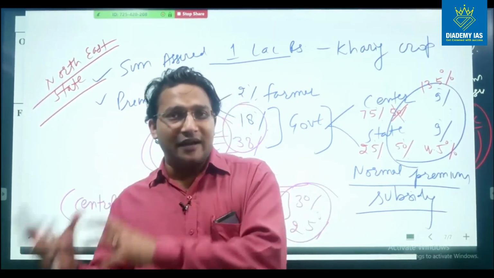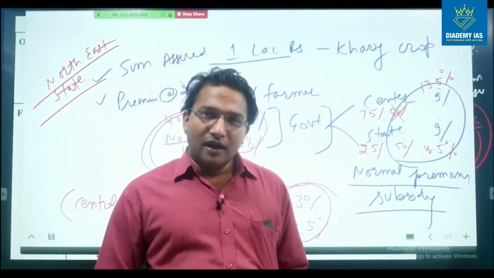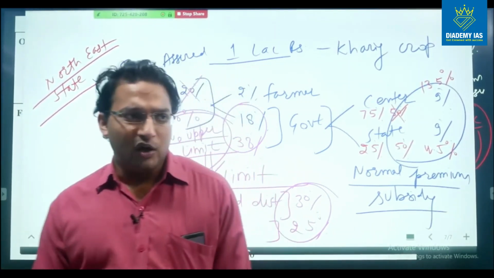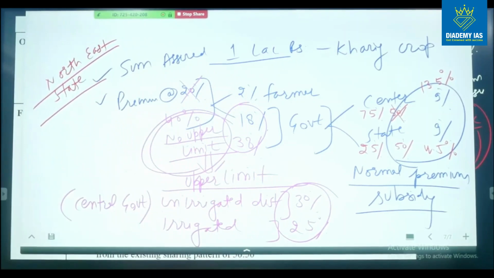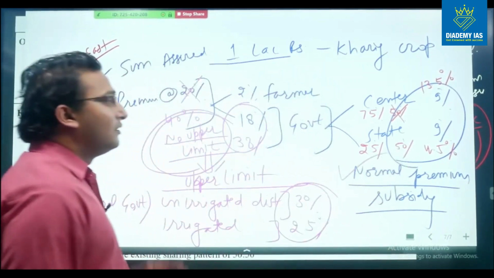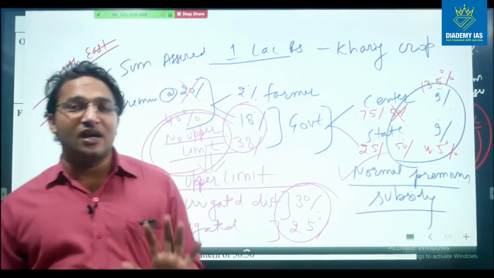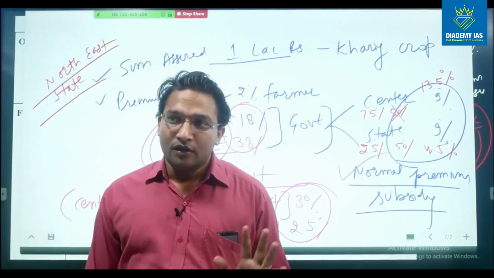It is up to the state government. If they want to pay, they can allow, otherwise they can also pay equally, and the central government will not pay above this limit. So this is the main change which has been introduced. Now there has been an upper limit fixed on this normal premium subsidy. There was no upper limit earlier, and this formula between the center and state has been changed for the northeastern states.